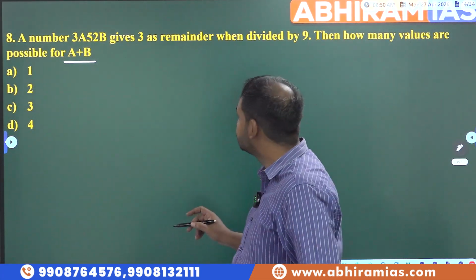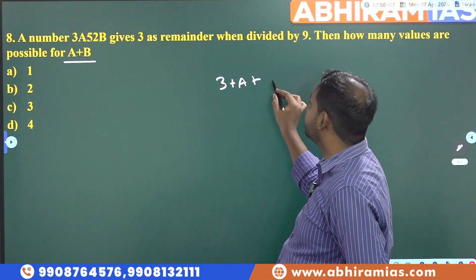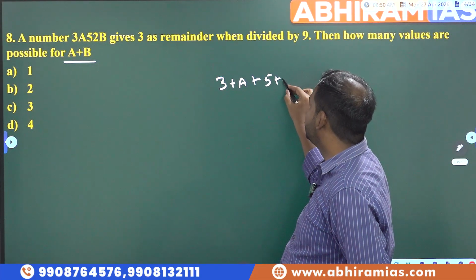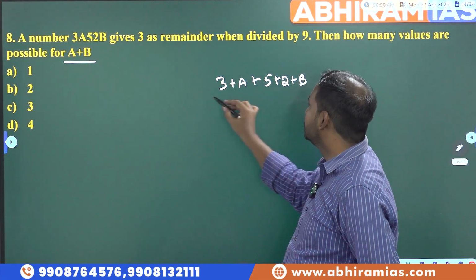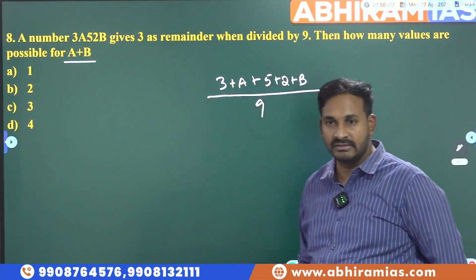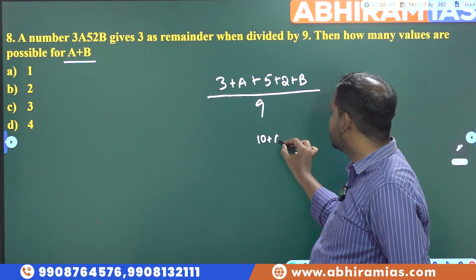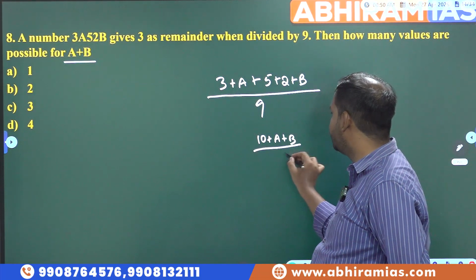Do the sum. That means 3 plus A plus 5 plus 2 plus B gives a remainder when divided by 9. Let's see. So actually it is 10 plus A plus B should be divisible by 9.